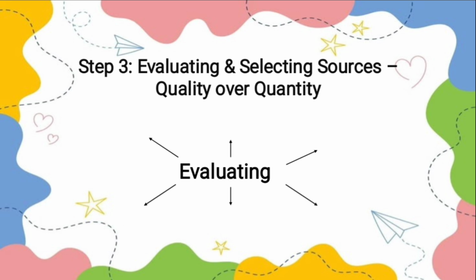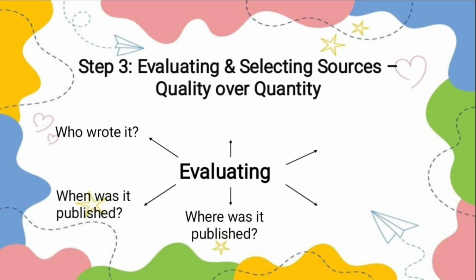Ask yourself questions like, who wrote it? Are they expert in the field? What are their credentials? When was it published? Is it recent enough for your topic, or is older research still relevant? Where was it published? Is it from a reputable academic journal, a well-known book publisher, or a credible organization? What is the purpose? Is it to present research findings, review existing literature, or express an opinion?